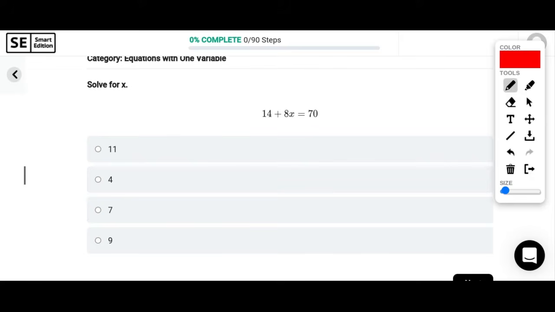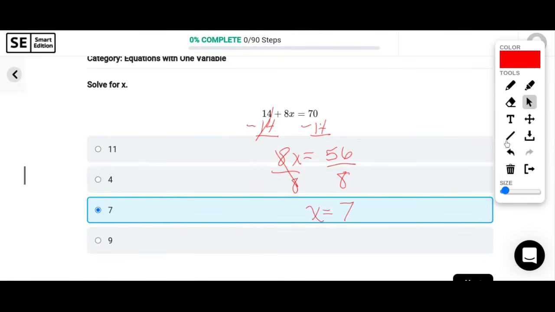We need to get rid of this 14 first. Because it is positive, we are going to subtract the 14 from both sides. So I get 8x is equal to 56. 8 times x is equal to 56. I divide each side by 8, and that will leave me with x equals 7.